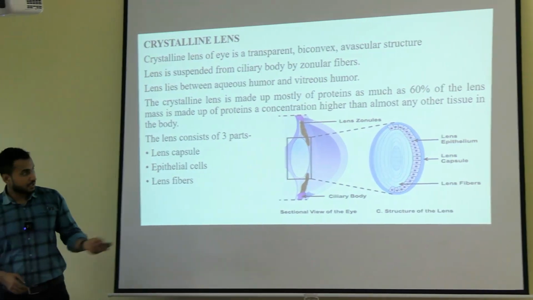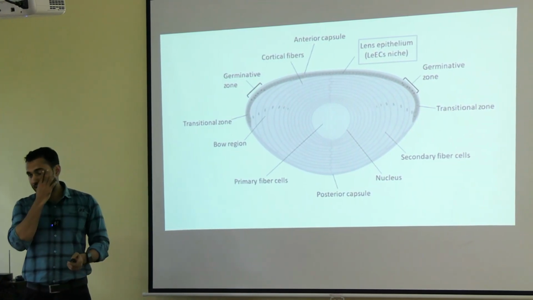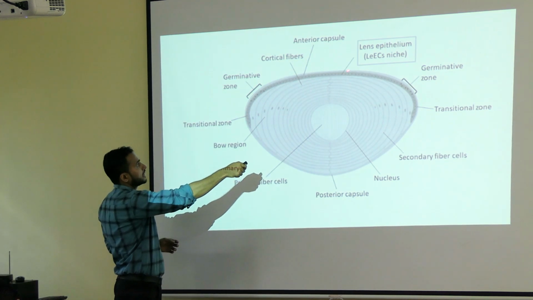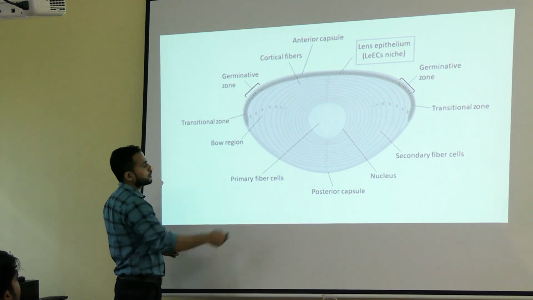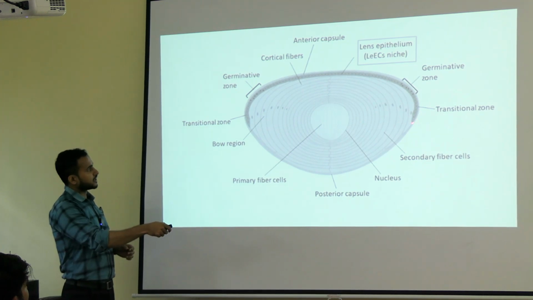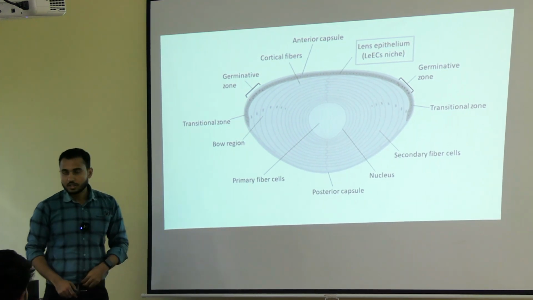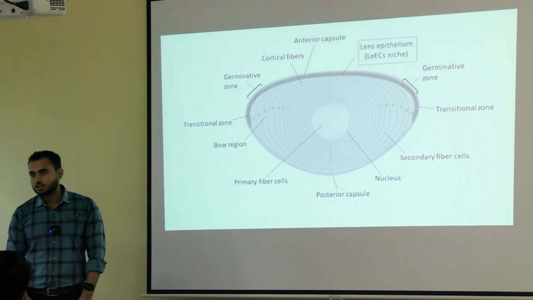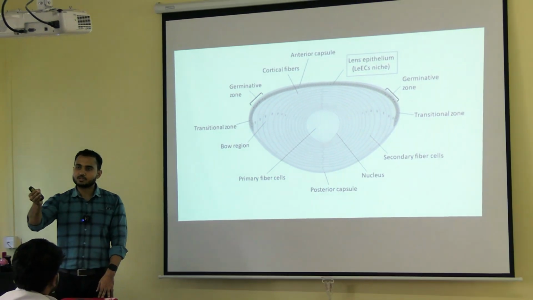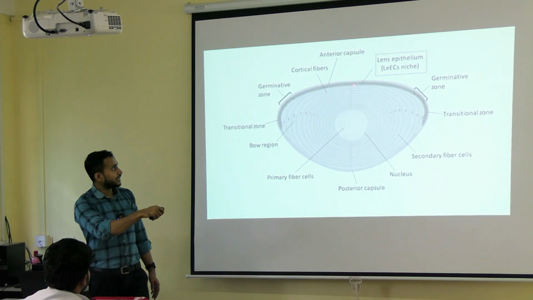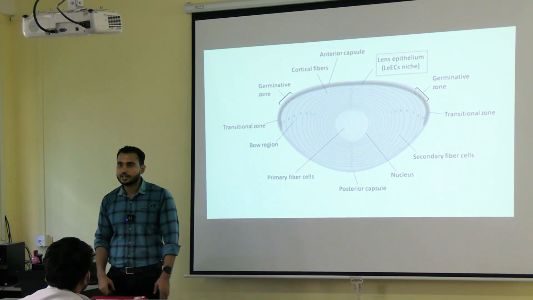Let me show you another diagram. Now in this diagram also you can see the anterior pole, this is the posterior pole, and this particular part is the equator. Next, in the lens, as I said, first of all you get the lens capsule. The lens capsule is present on the anterior aspect and also on the posterior aspect, as you can see in the diagram.